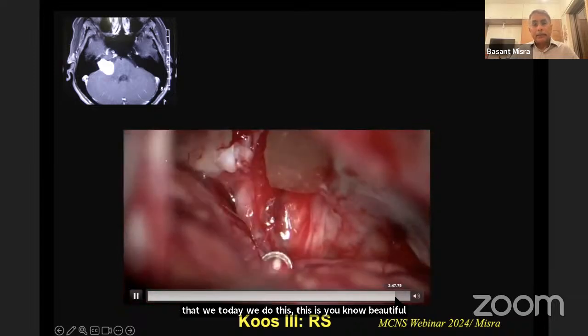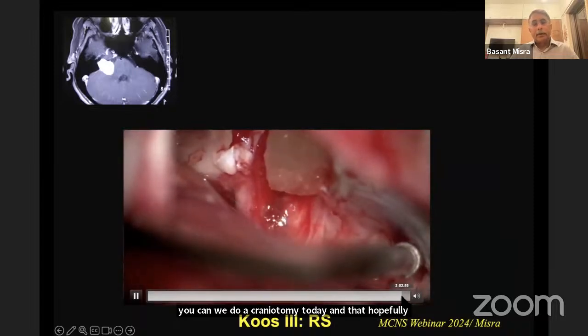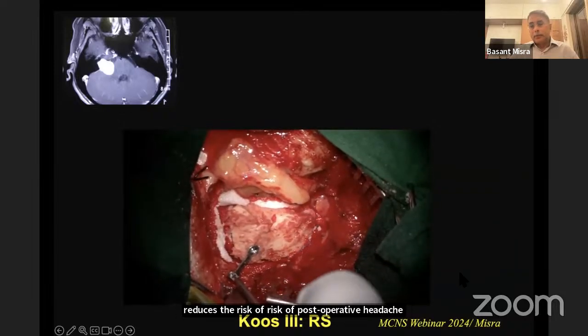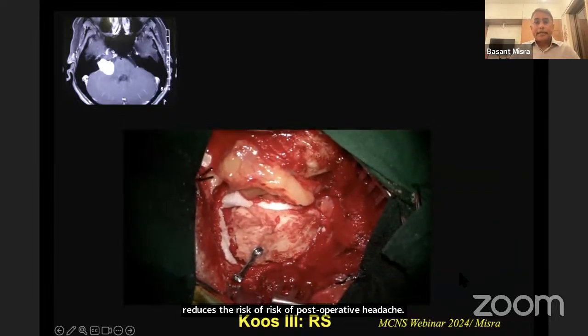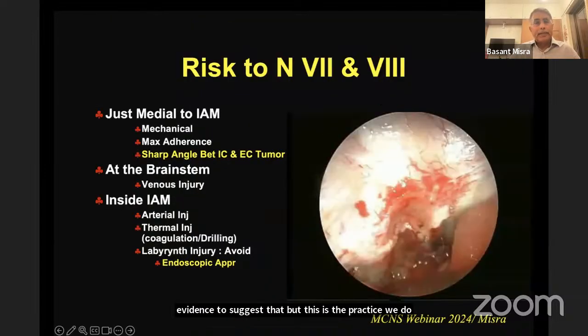And then we do a craniotomy today, and that hopefully reduces the risk of post-operative headache. We fix that. There is no class 1 evidence to suggest that, but this is the practice we do today. And then you can have very good hearing, normal hearing and good facial function.